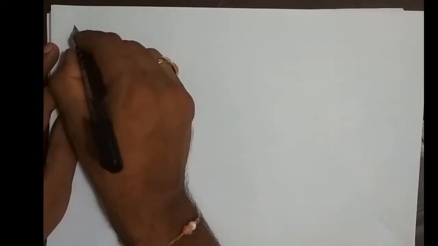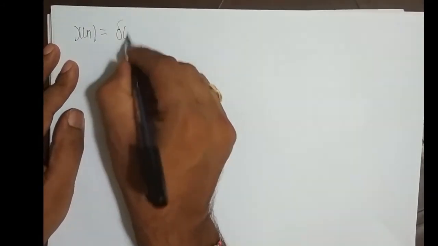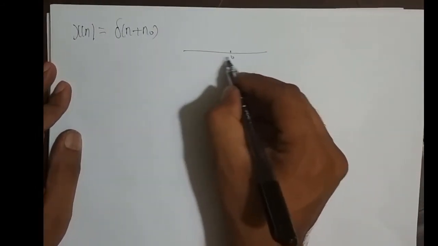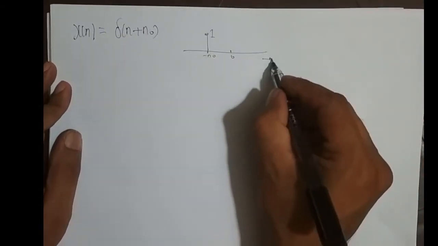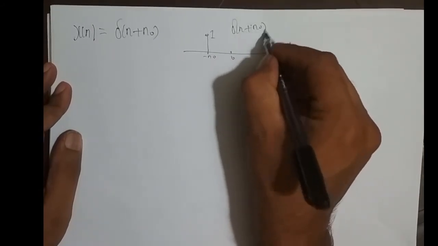Okay, similarly, we will take one more sequence. x of n is delta of n plus n naught. So it is nothing but the unit impulse function shifted left. Say if this is 0, this is minus n naught. It is shifted left n naught times, right? So delta of n plus n naught.